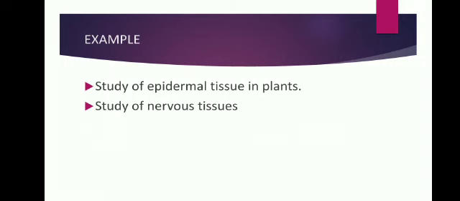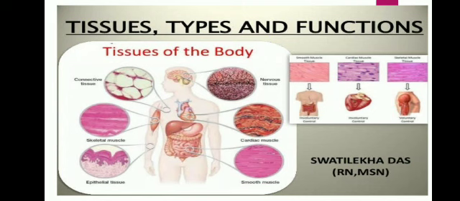Epidermal tissues are the tissues that cover the surfaces of the roots, stems, leaves and flowers. The next example is the study of nervous tissue. Nervous tissues are the tissues that are present in our brain and throughout our body, and they are responsible to transfer the messages throughout our body. You can see the different tissues perform a specific function in our body. So in this branch, we can study all these tissues and their structure, function and composition.